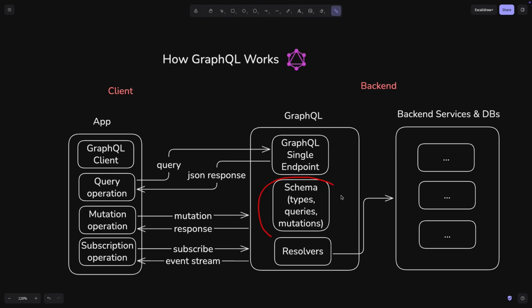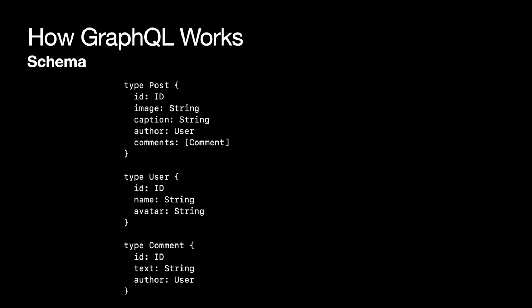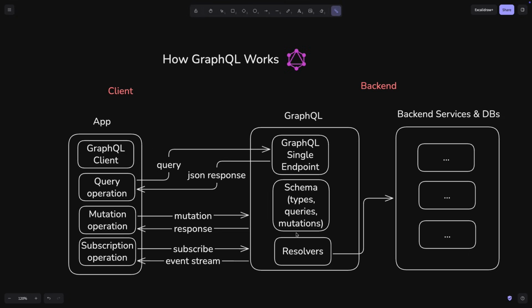It defines all the types, fields, and how they relate to each other. So, for an Instagram post, the schema might say that a post has an ID, an image, a caption, an author, and a list of comments. Separately, we have user and comment types. So the schema is basically like the map of what data exists and how it is connected.